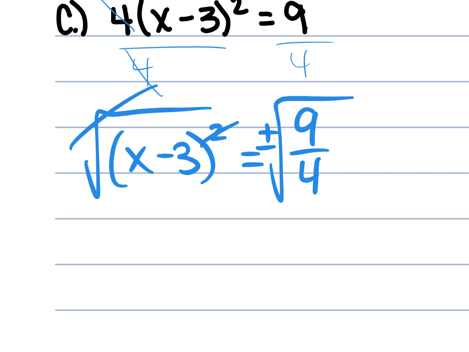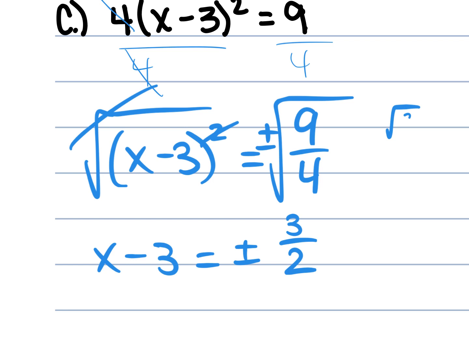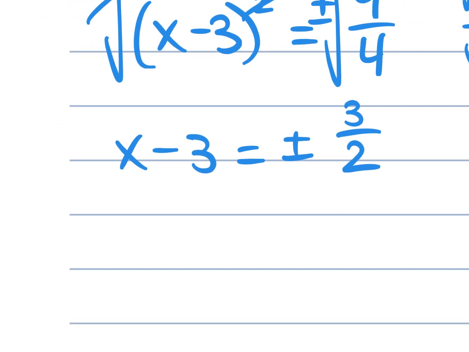So these cancel out. We get x minus 3 equals 3 over 2. Why 3 over 2, AJ? The square root of 9 is 3, and the square root of 4 is 2. Very good. So if you missed that, that was the square root of 9 over the square root of 4, which is 3 over 2. What questions do we have so far? Okay, am I done? No. You have to get x by itself. So split it up. Very good.